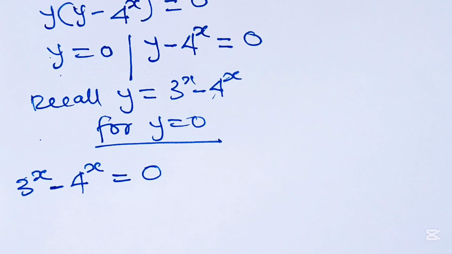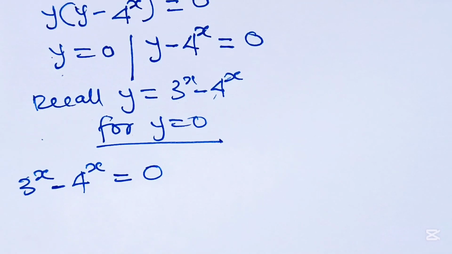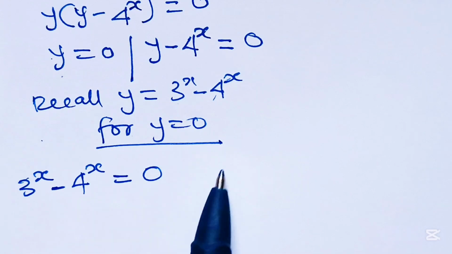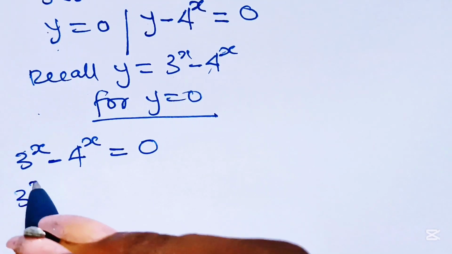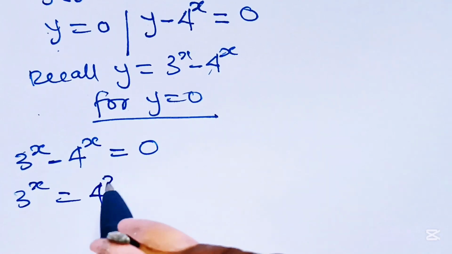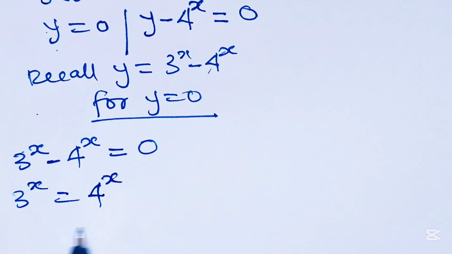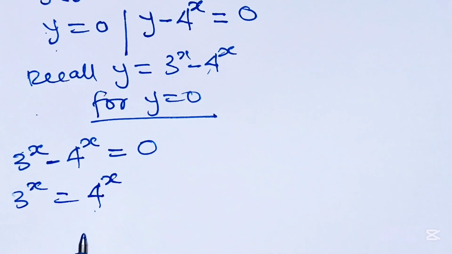Now, at this point, we have that 3 to the power of x minus 4 to the power of x is equal to 0. So let's take this to this side of the equation. Okay, so if we do that, we have 3 to the power of x is equal to 4 to the power of x. Now let's divide both sides of this equation by 4 to the power of x.